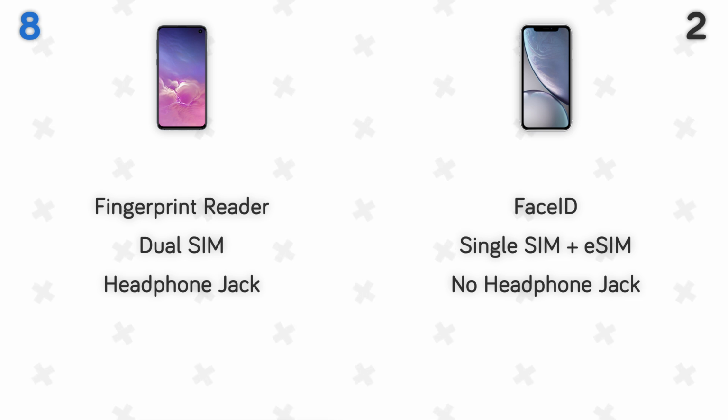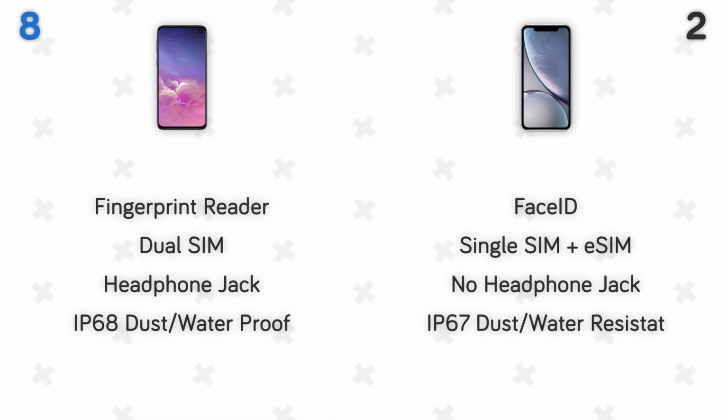Galaxy S10e is IP68 dust and waterproof with up to 1.5 meters for 30 minutes, while XR is IP67 dust and water resistant with up to 1 meter for 30 minutes. So Samsung wins here again.